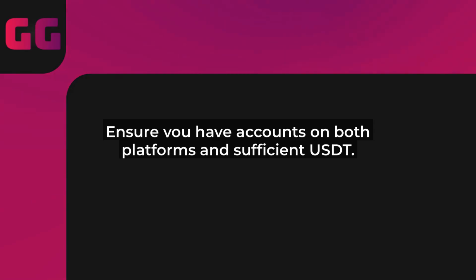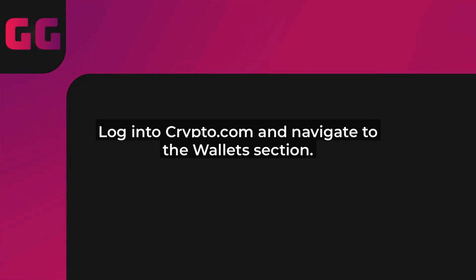Let's jump right in. First things first, make sure you have accounts set up on both Crypto.com and Robinhood. You'll also need sufficient USDT in your Crypto.com wallet and the exact wallet address from Robinhood. Always double-check everything to avoid any costly mistakes. Crypto transactions are irreversible.